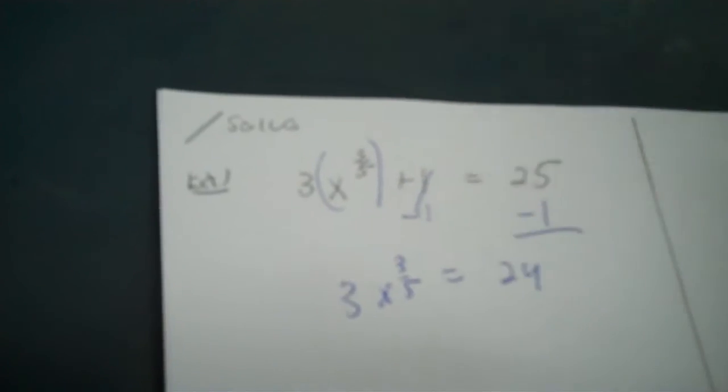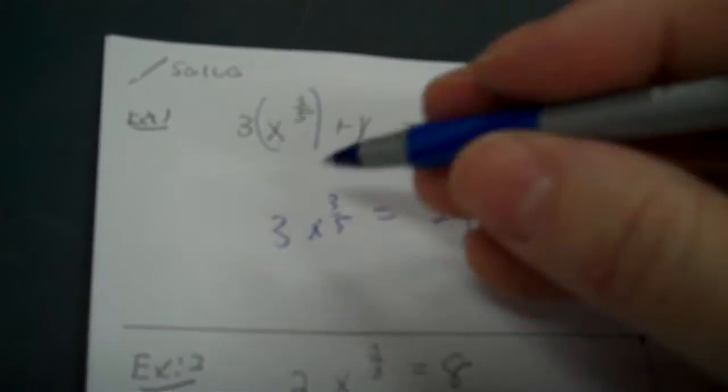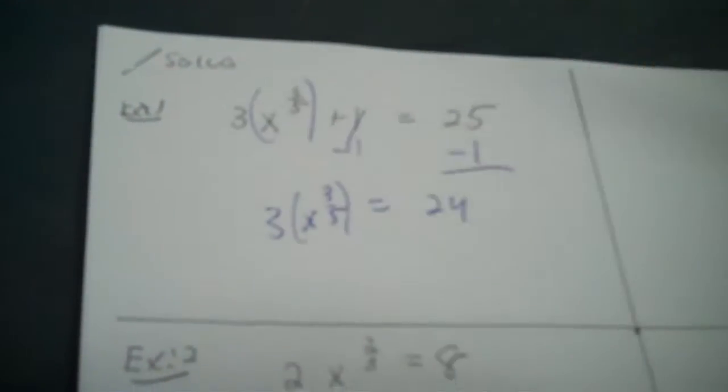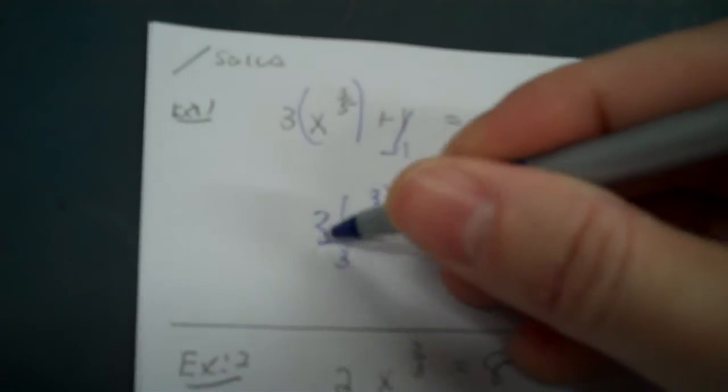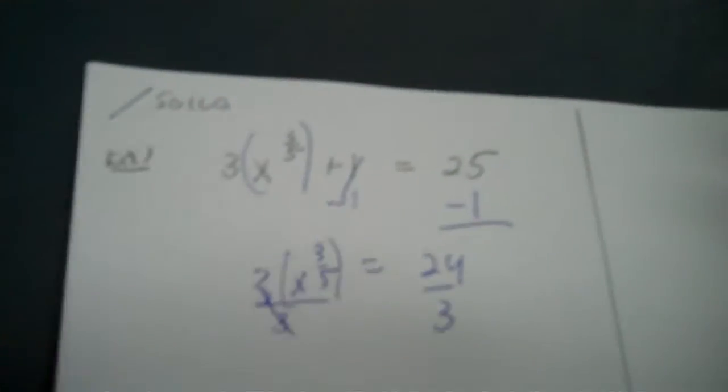I didn't give you very much room to work here today, so I'm sorry about that. Now you've got to divide by 3. So we have x to the 3/5 power. After you divide, 24 divided by 3 is 8.